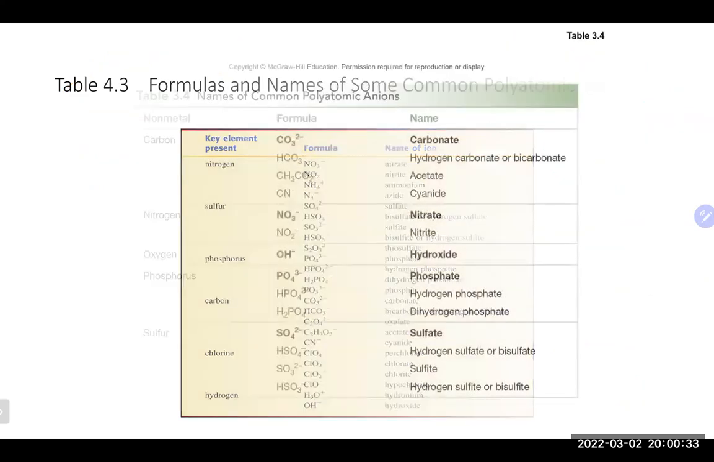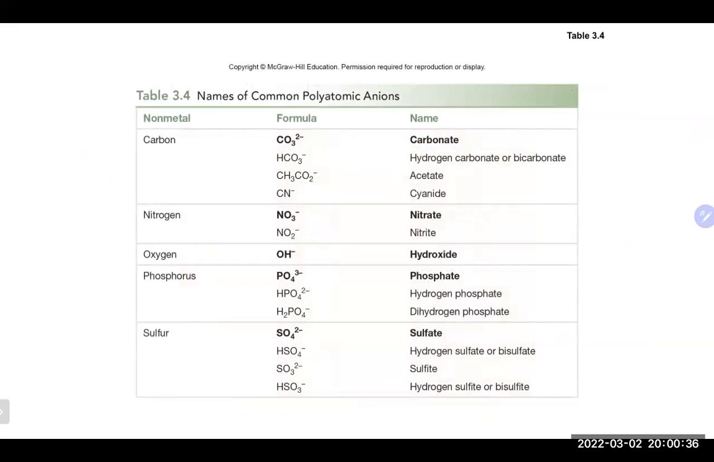So let's try a couple here. Maybe we'll go on with this one. All right, so let's go with that guy. Let's go with that one. So do the names of those 2, and let's do sodium.